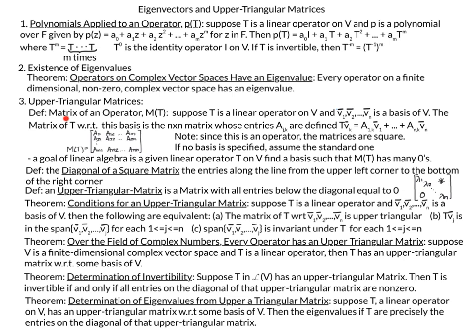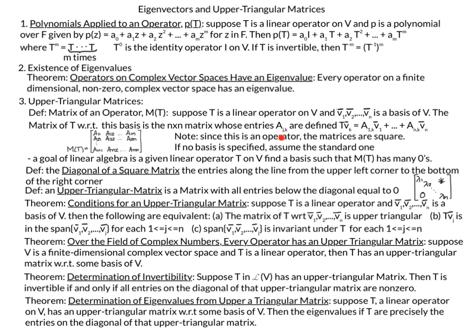And we started by defining the matrix of an operator, M of T. Suppose T is a linear operator on V, and the vectors V1, V2 up to Vn is a basis of V. The matrix of T with respect to this basis is the n by n matrix whose entries are A sub j comma k, and they're defined as T of V sub k is equal to A sub 1k V1 plus up to A sub nk Vn. We noted that to get the kth column of this matrix, we take the transformation on the kth basis vector, and then we need to express that T V sub k in terms of our basis.